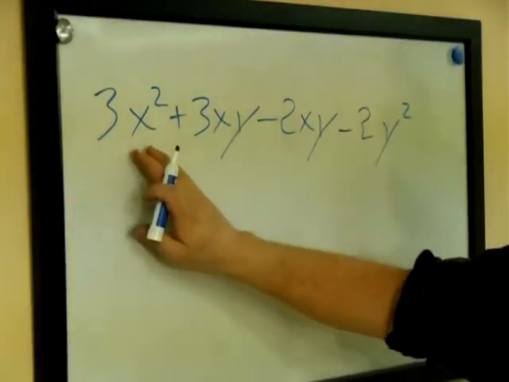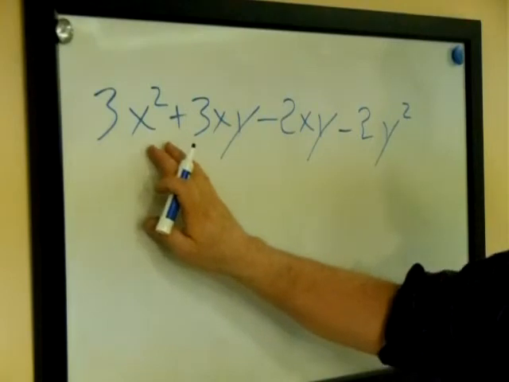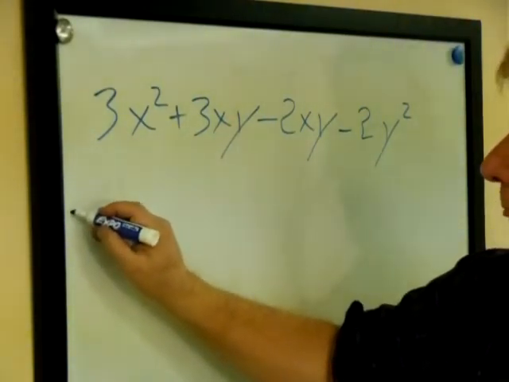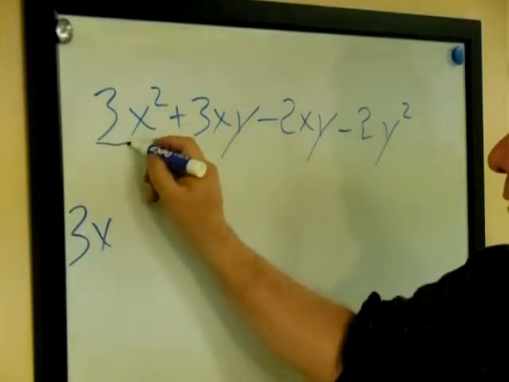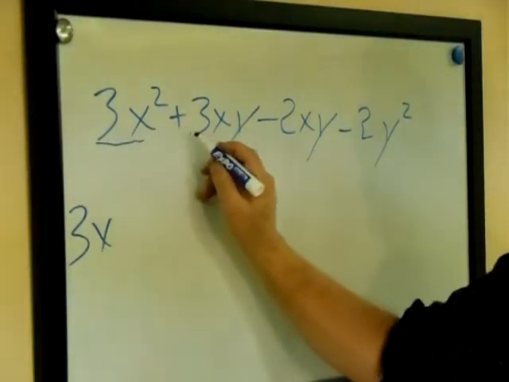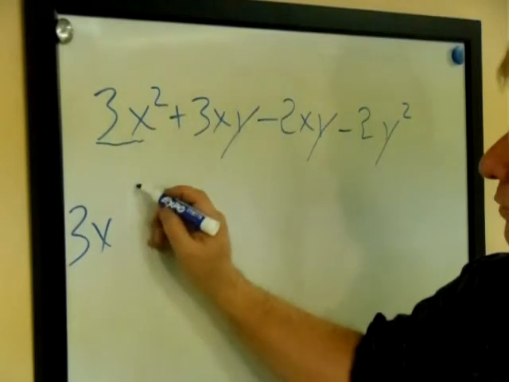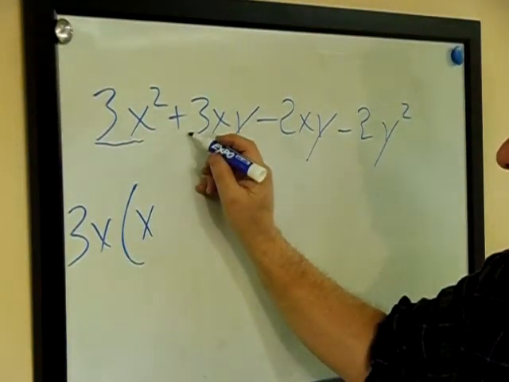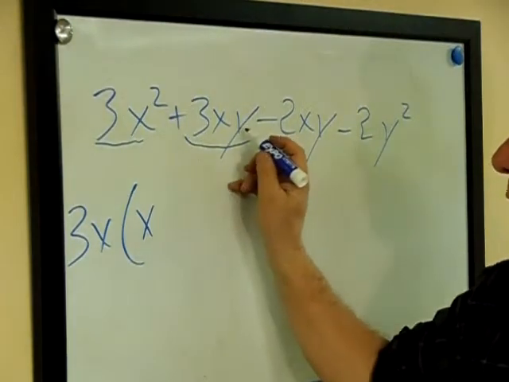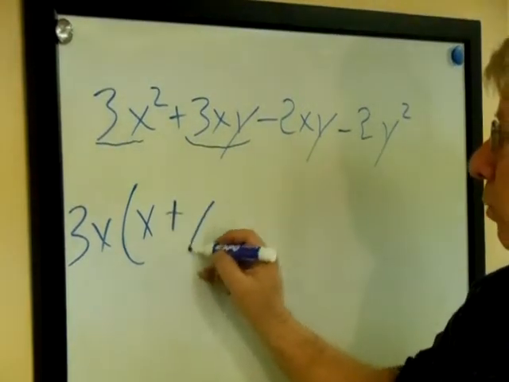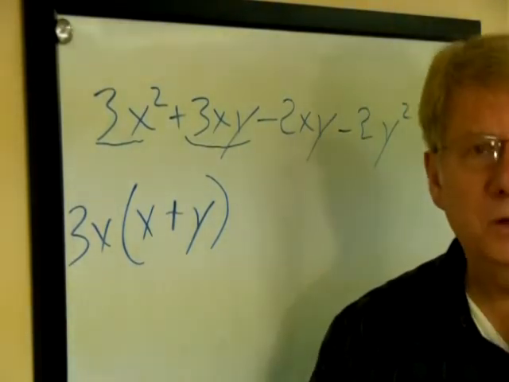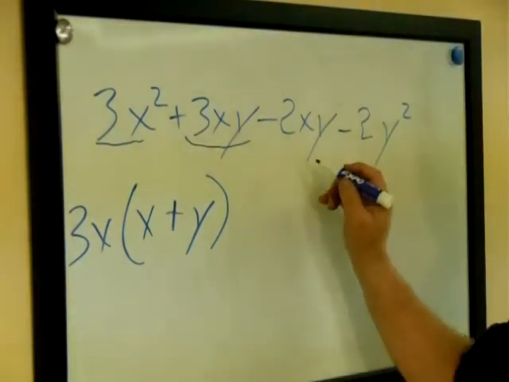What's common? So if I look at these two terms, I see that there's a 3x common to both terms. So I'll pull the 3x out, and 3x squared divided by 3x leaves us with an x. And if I pull a 3x out of this term, 3xy divided by 3x leaves us with a y. Okay, so we've used the greatest common factor there. Now let's look at the rest of it.